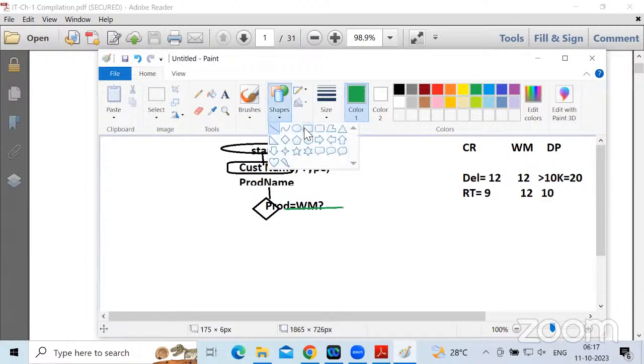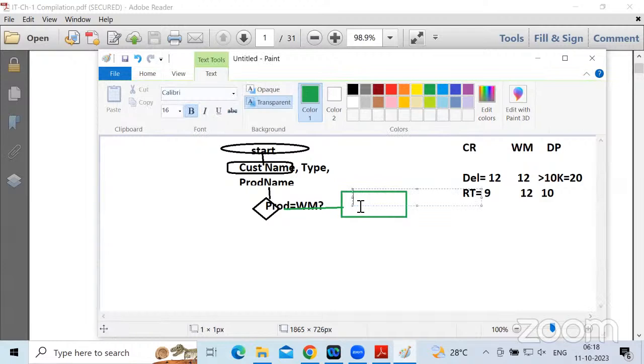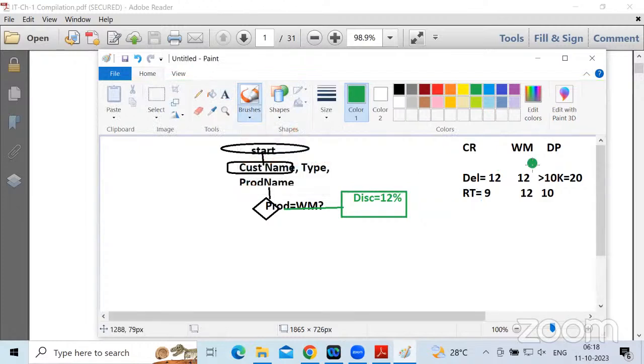Now we are going to perform a process. What is the process? If it is so, then the discount is equal to 12%, or you can say 0.12. Now one operation is over. Once it is over, you go to this table and put a tick mark.